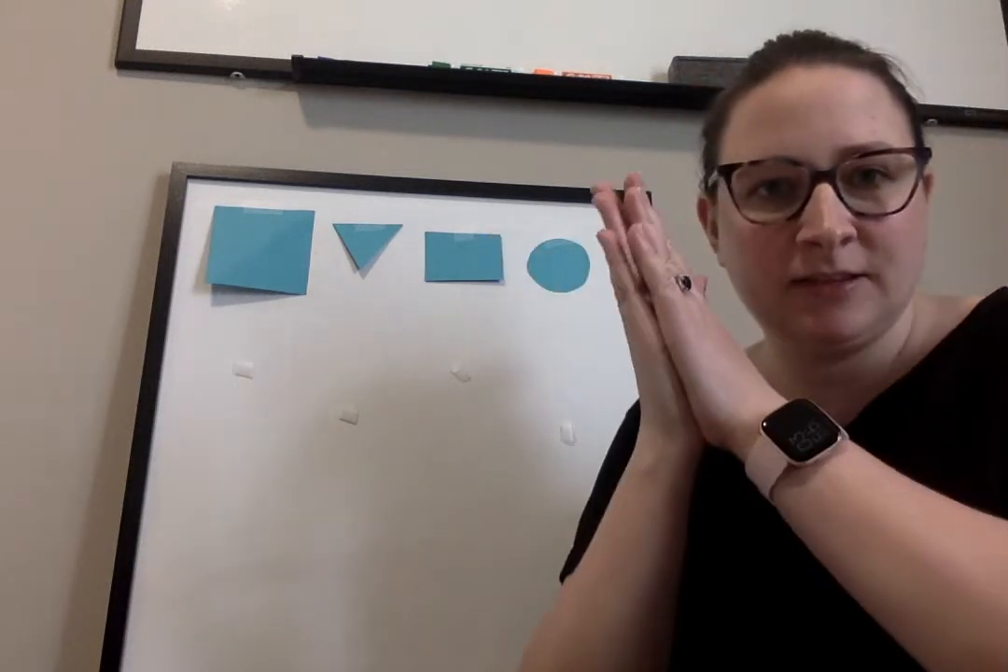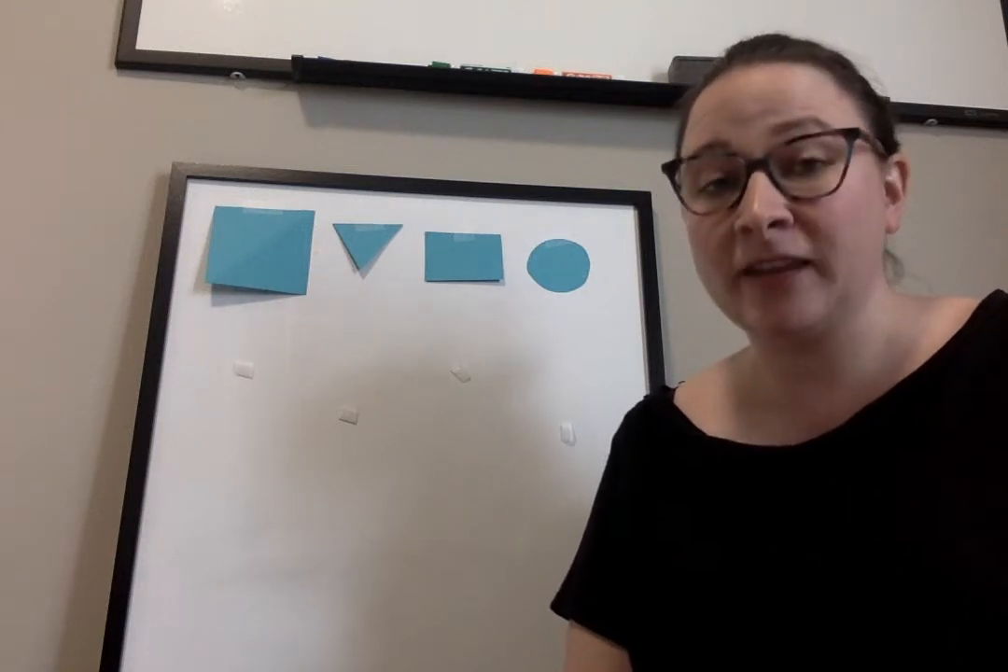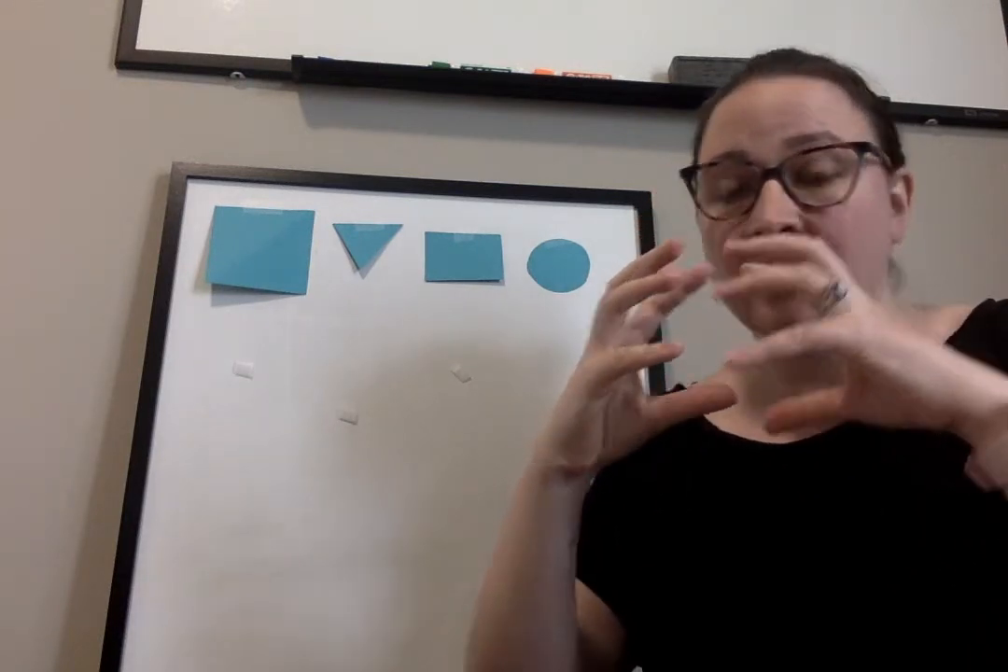So those are all 2D shapes. Remember, you can smack them in between your hands and they're flat like a pancake. Now, 3D shapes are a little different. So 3D shapes add dimension, which means you can't fit them in between your hands. They kind of blow out.